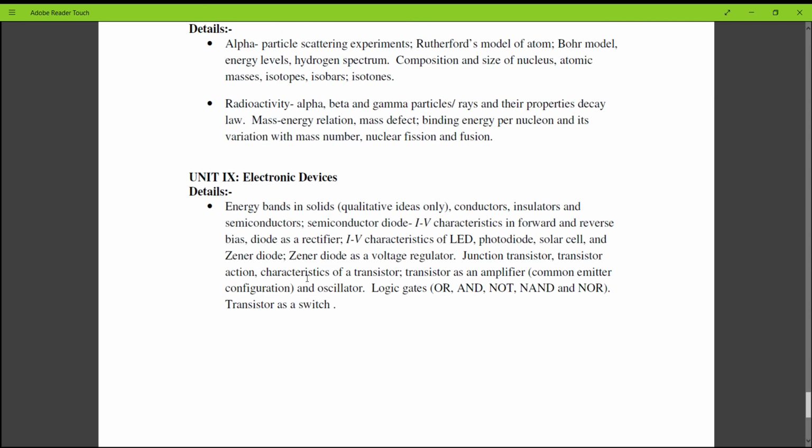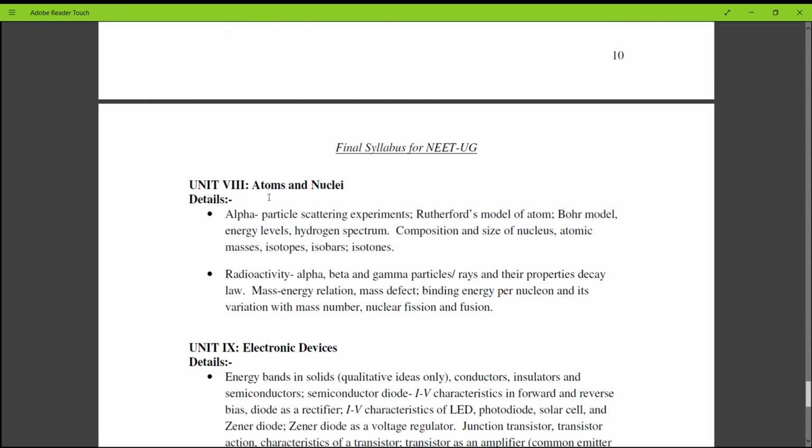And chapter 8, the second last chapter, that is atoms and nuclei. First topic is alpha particle scattering experiment, Rutherford's model of atom, Bohr model, energy levels, hydrogen spectrum, composition and size of nucleus, atomic masses, isotopes, isobars, isotones.